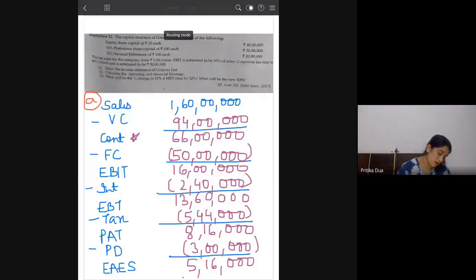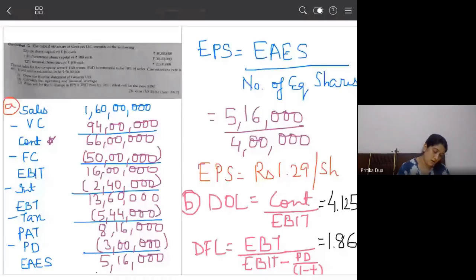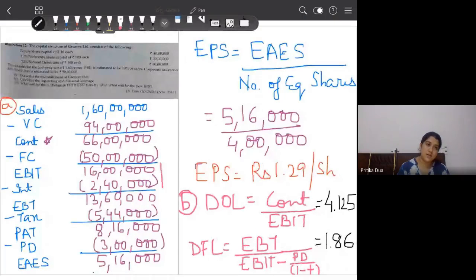If you want, you can add 10% in your income statement and you make a change here. This will be 16 lakh. 10% will be 1,60,000. So make this EBIT as 17,60,000. Then continue with the income statement. You will get the same answer as 1.53.